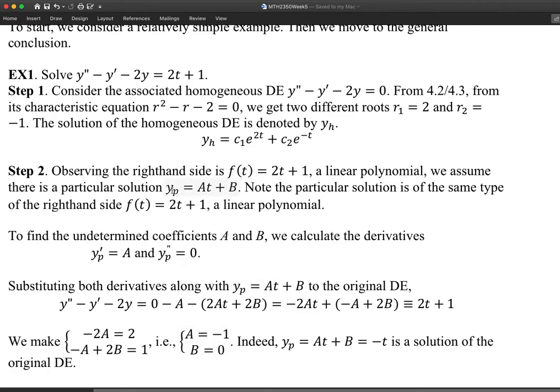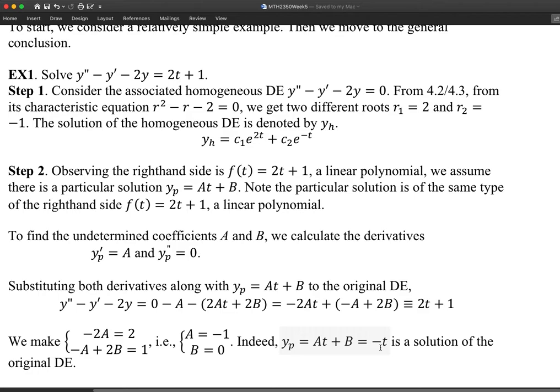And we said this y sub p is a particular solution, it's a linear polynomial, and we figured out a is negative 1, b is 0. So which really means y sub p is negative t. It is an actual solution, and precisely it is called a particular solution.